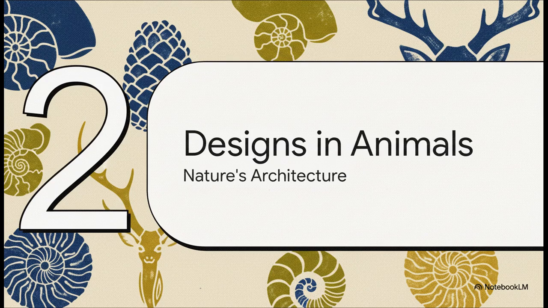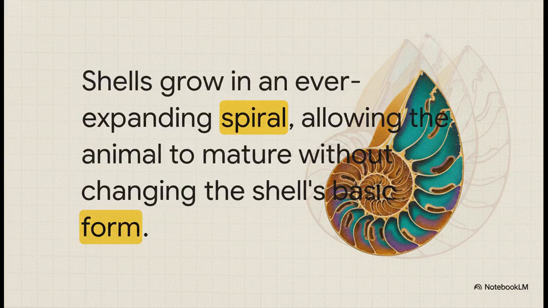But it doesn't stop there. Let's jump over to the animal kingdom, because you're going to see the same mathematical blueprint showing up in their designs too. Think about a seashell, like the nautilus. It grows in this gorgeous, ever-expanding spiral. And the genius of this design is that the shell can get bigger and bigger as the animal inside grows, but its basic shape never, ever changes. It's just the perfect architectural solution for a growing creature.